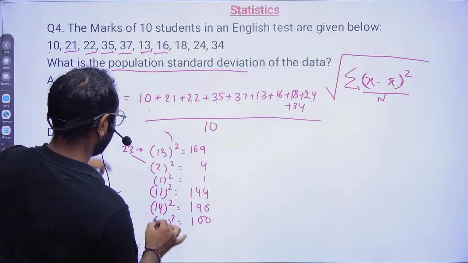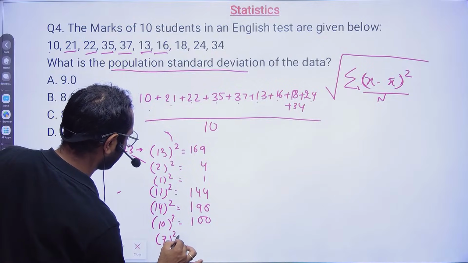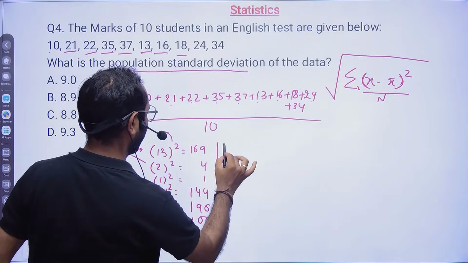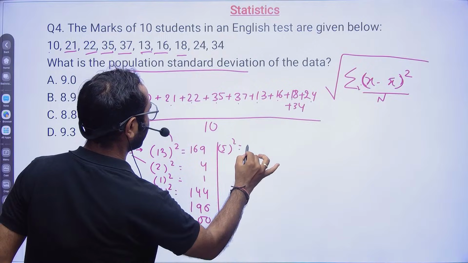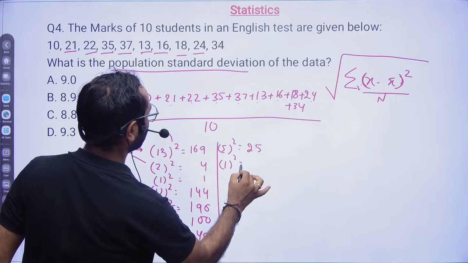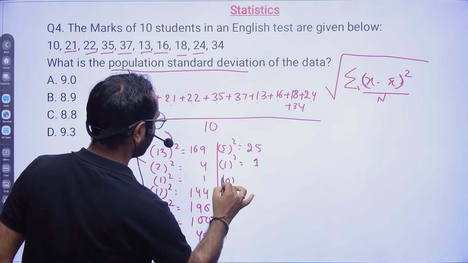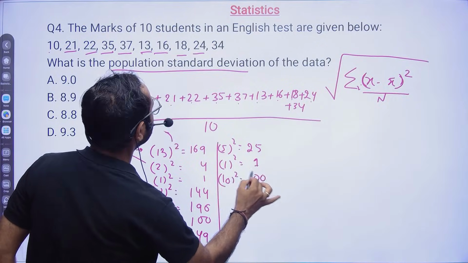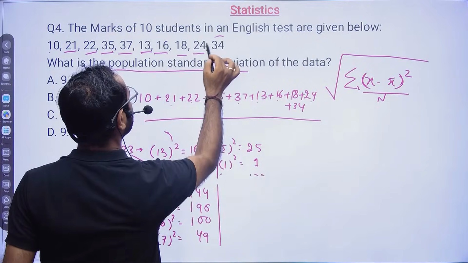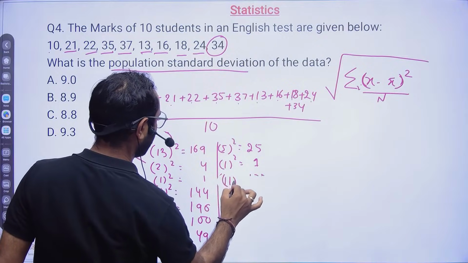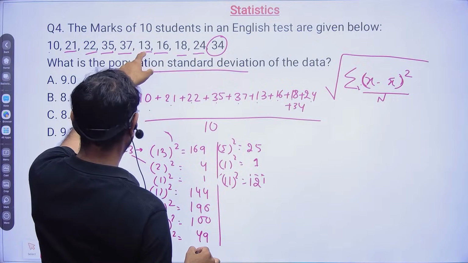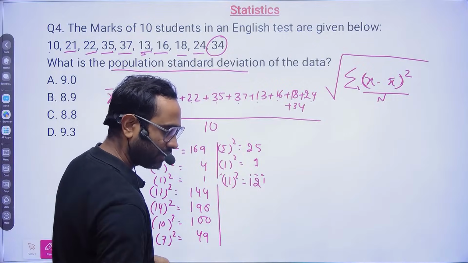Then we have 16. So sir, 16 is nothing but 7 square. So it will be 49. Then 18. So sir, 5 square, that will be nothing but 25. Then it is 24. So sir, 1 square, it will be 1. Then it is 34. So 10 square will be nothing but 100. Now I'm sorry, this is 11 square, right? So 34 and 23, it will be 11 square, it will be 121, and 10 was here, right? So 23 and 10. Now this we need to add it.